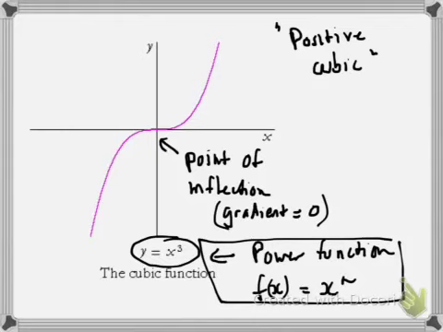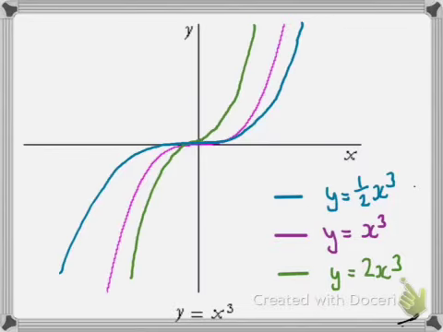And the key to these positive cubics and negative cubics, ones we're going to look at, is this point here called the point of inflection. At that precise point, the gradient equals 0, the graph flattens out. I think I've mentioned before, I get a bit lazy when I draw mine, and you probably sometimes can't tell that it flattens out, but anyway, there it is. So that's the type of graph we're looking at here.